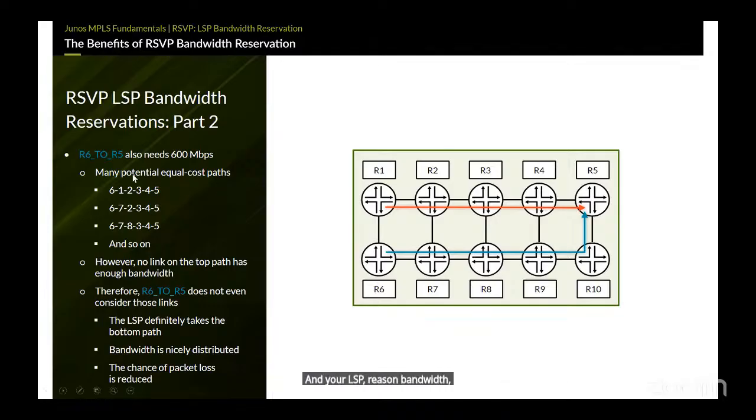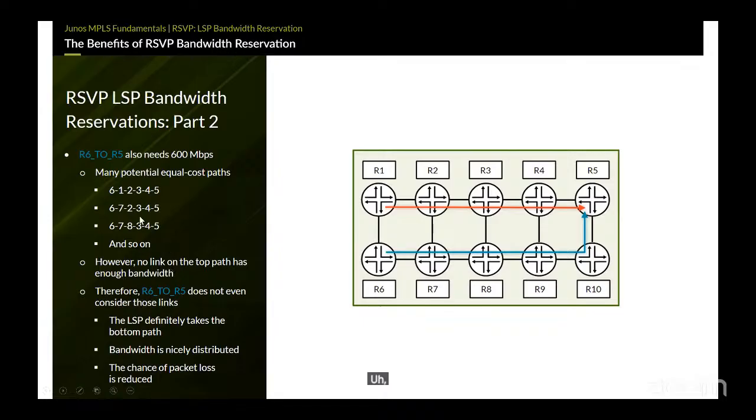Okay. Many potential equal cost paths. Like you can consider 6, then 1, then 2, 3, 4, 5. Multiple paths. You can create multiple LSPs here. Okay. And it completely depends on customer requirement, delivering good service towards the customer.